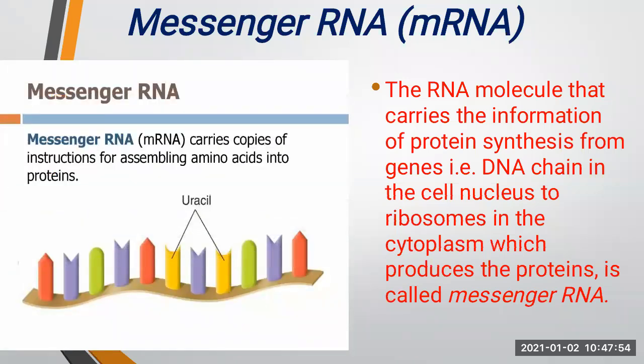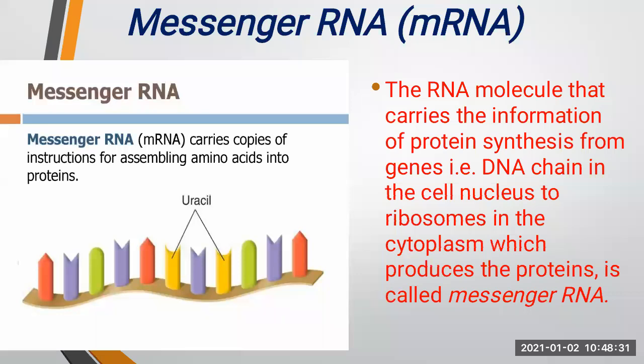Okay, so first let us see about the messenger RNA. From the name itself, you can find out messenger RNA, that is, it carries the message from the DNA. So it copies whatever information is there on the DNA for protein synthesis. So this messenger RNA goes and uncoils the DNA, and it copies the information whatever is there on the DNA, and it brings it back, right? And with the help of this messenger RNA, the protein is synthesized. So messenger RNA carries copies of instructions for assembling amino acids into proteins.